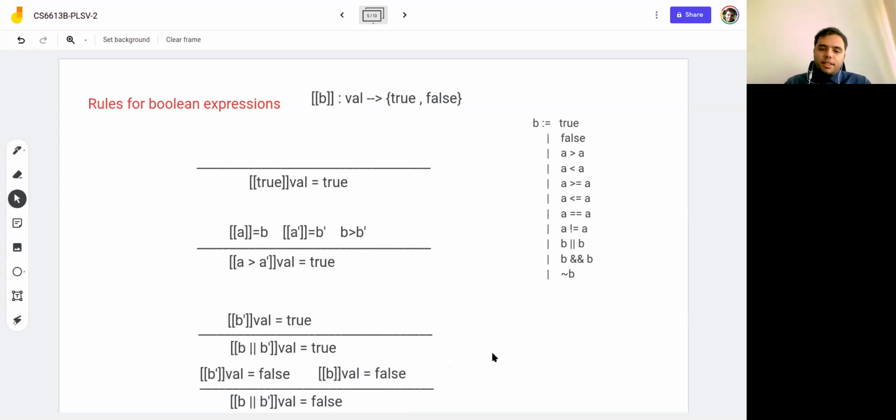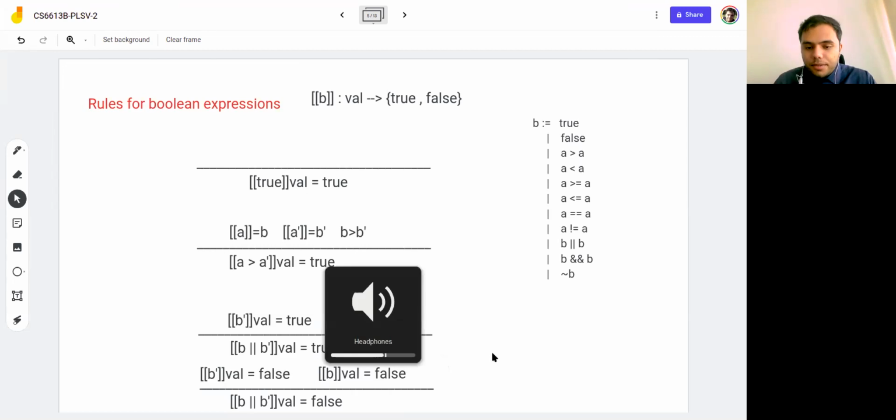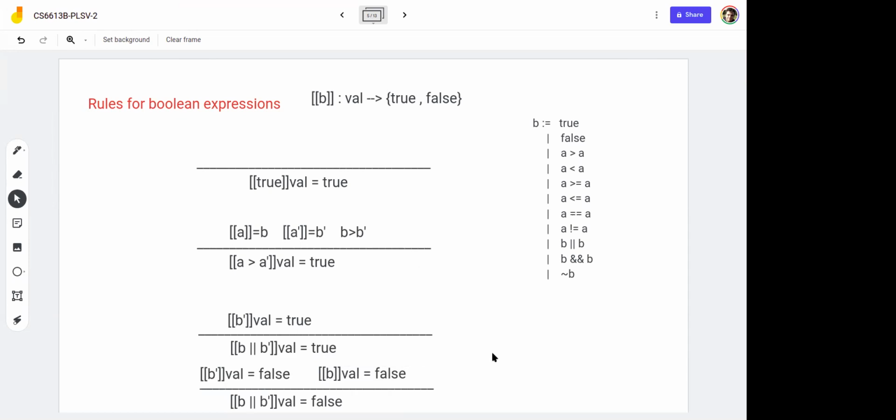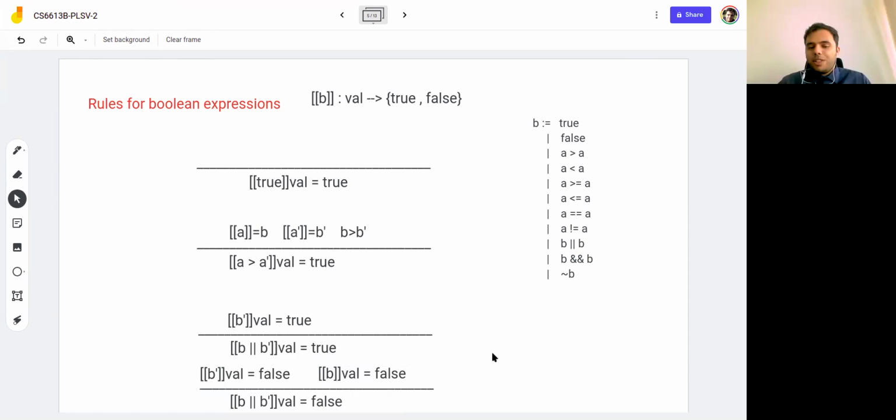I have a question. What if B prime evaluates to true, but there is a failure when you evaluate B? Yes. So basically, we are catching failures by not having any rules. When you don't have a rule that assigns a value to something, it means that it has failed, and then the value is undefined. So if one of these is undefined, then I don't have any rules that use that. So B or B prime would also be undefined. So this is how we basically tackle the errors.